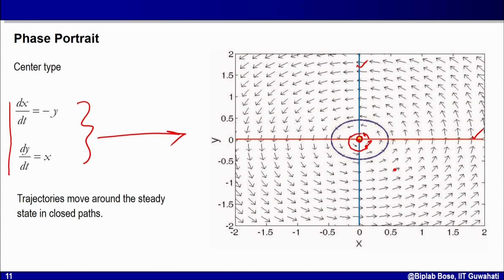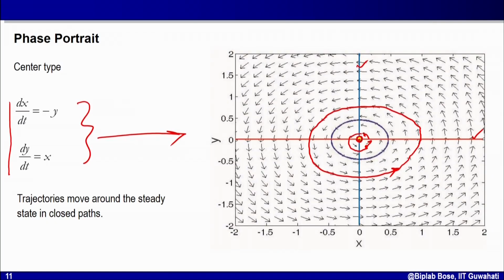That's true from here also. If I start from here, I will follow this path, and something like this, I will keep on moving. So I will have a closed path. Here this closed path looks like an ellipse. It may have a different shape also, but I have a closed path. So in this case, the steady state is obviously unstable. If you move away from it, you do not go back to that. But if you are slightly away from it, you are in a closed path. So that's why it is called center type.